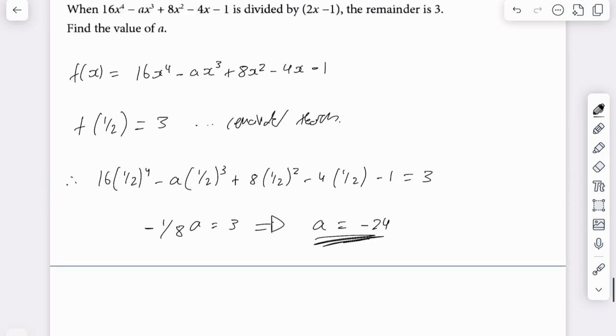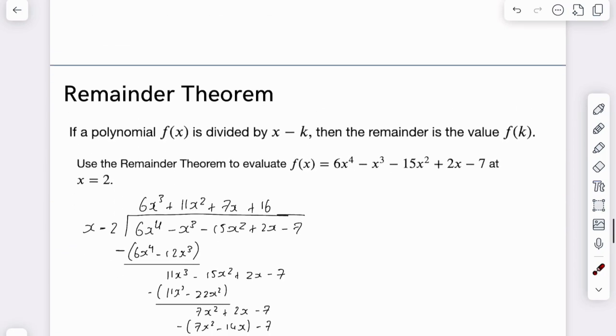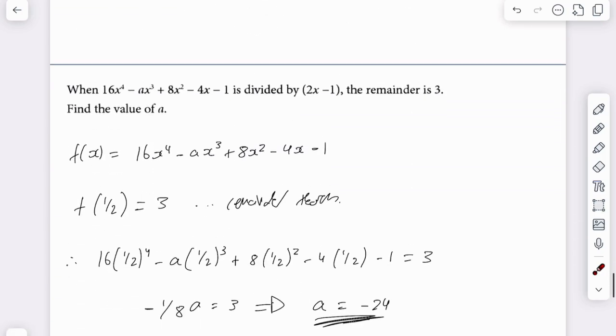Okay. So just as a reminder there, 2x minus 1 is what's being divided by. Therefore, we know that f of a half is going to equal 3. According to this theorem, f of a half is equal to 3. Therefore, all we have to do is plug in a half over here and set it equal to 3, and therefore we can find a.